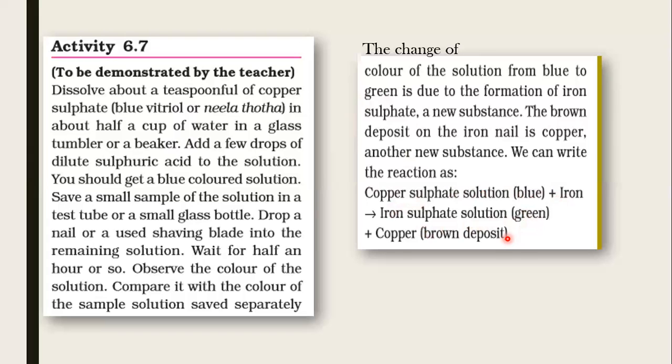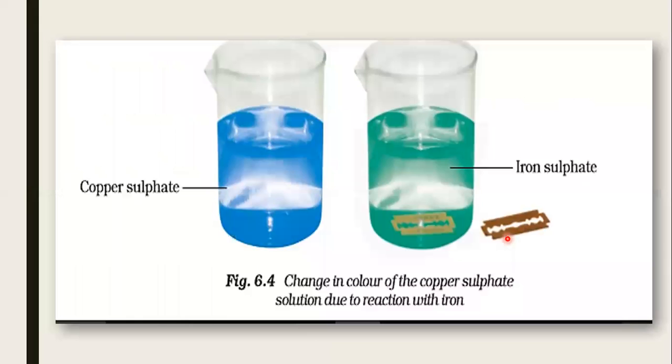Okay, now we will see another example of a chemical change. See the diagram. It is the copper sulfate solution, which is blue in color. On adding an iron nail or the shaving blade, the color of the solution changes into green. You can clearly see the change in the color, and also you can see the brown deposit of copper on the blade.